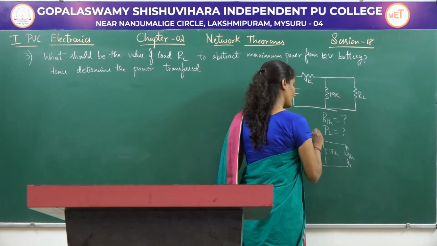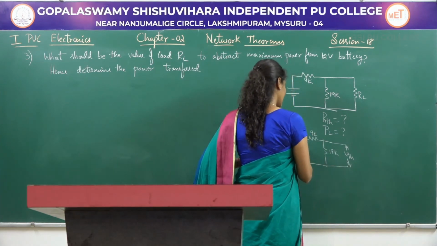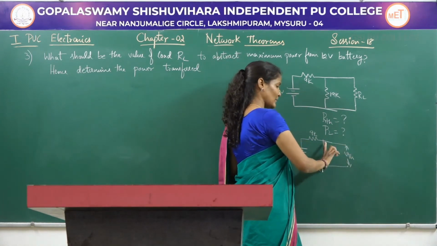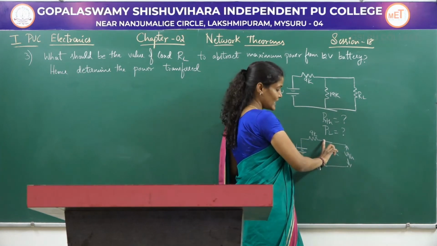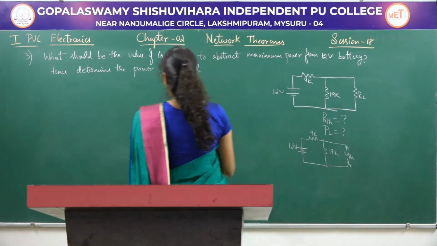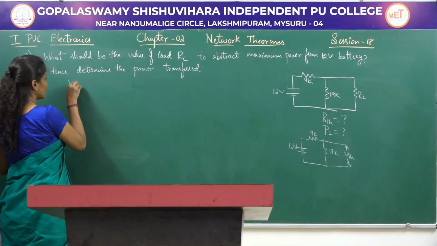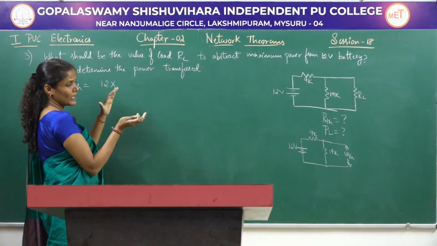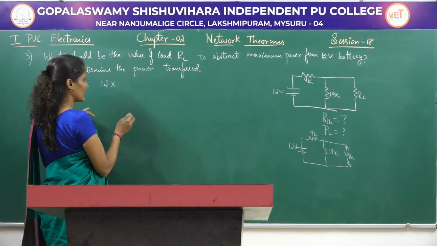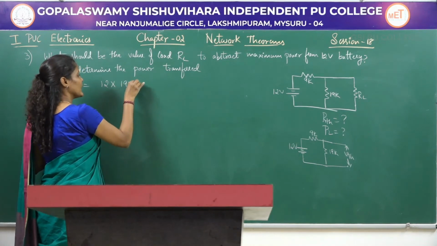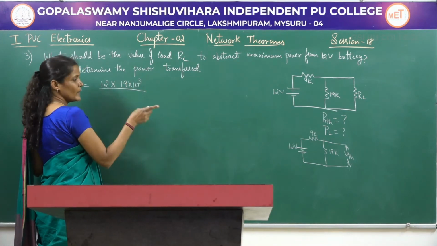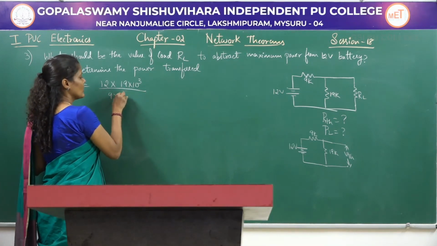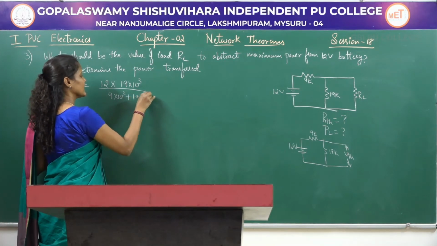This is 19 kilo ohm, this is 9 kilo ohm, and this is equal to 12 volts. So the V Thevenin voltage is nothing but the voltage which is measured across 19 kilo ohms. So we are going to apply the voltage divider rule. According to that rule, V Thevenin equals 12 into the resistance value across which I am measuring the voltage, that is 19 into 10 to the power of 3, divided by the sum of the resistors which are present in that particular loop, that is 9 kilo plus 19 kilo.